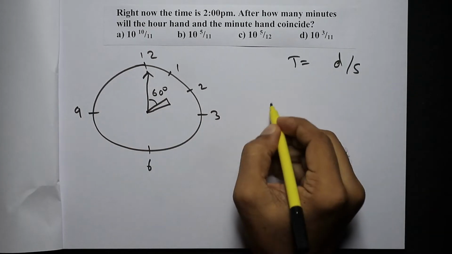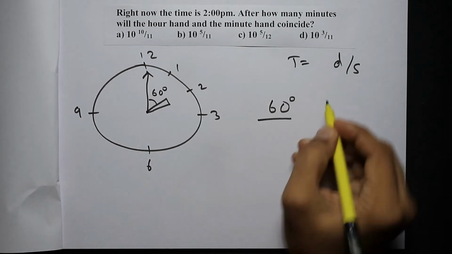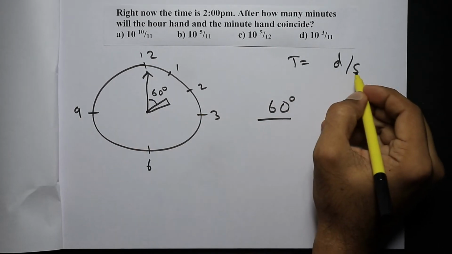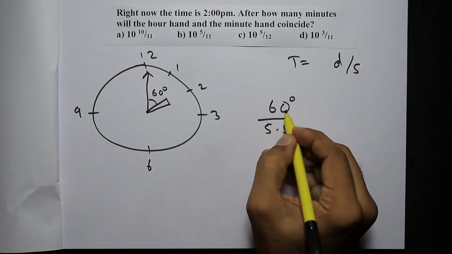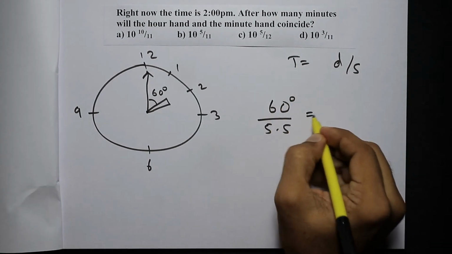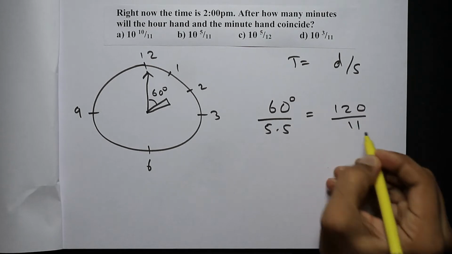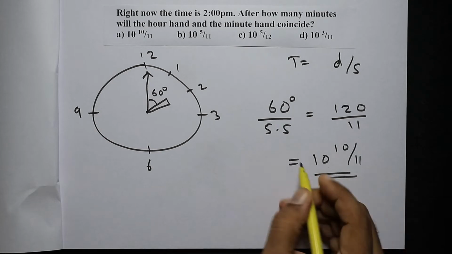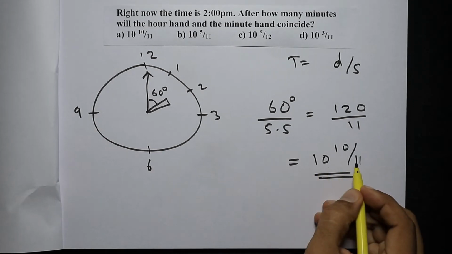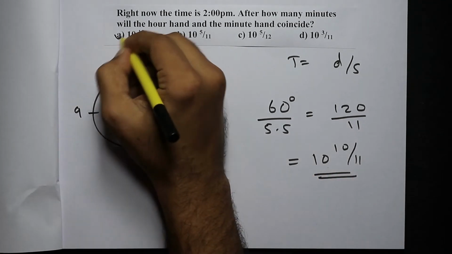So distance to be moved is 60 degrees and it is decreasing at 5.5 degrees per minute. So speed is 5.5. So distance by speed gives you time. That is 120 by 11. That you will get as 10 by 11 minutes. So time required is 10 and 10 by 11 minutes. That is option A.